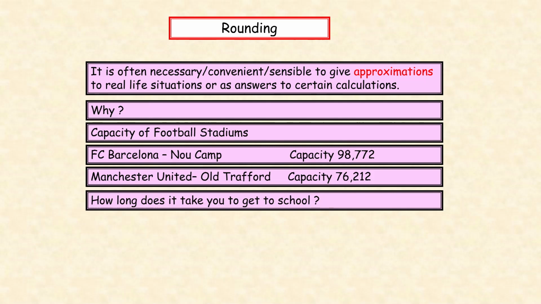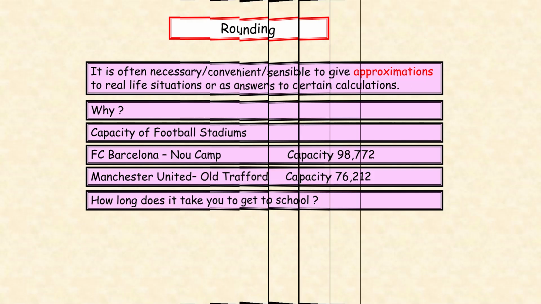For you, you could approximate how long it takes to get to school. It could be half an hour, jump in the car. It could be a 5-minute walk. It could be you wait for the bus for 10 minutes and then it travels to the school in another 10. So it's sensible to give approximations sometimes and not the exact answer.